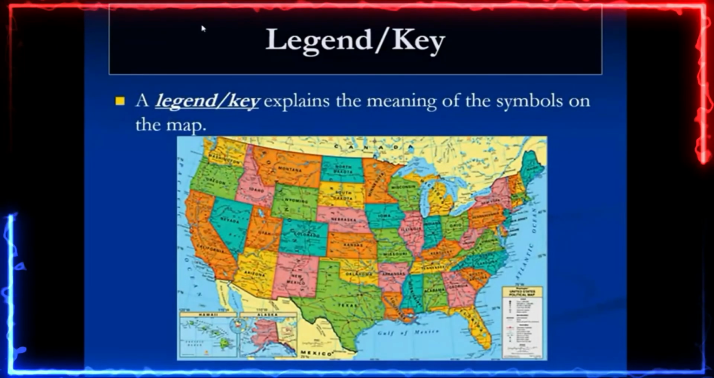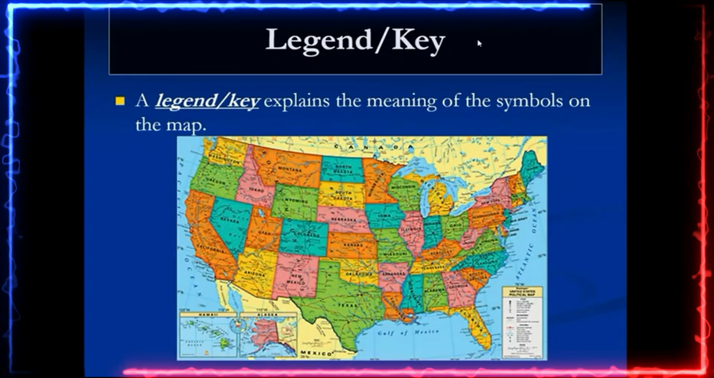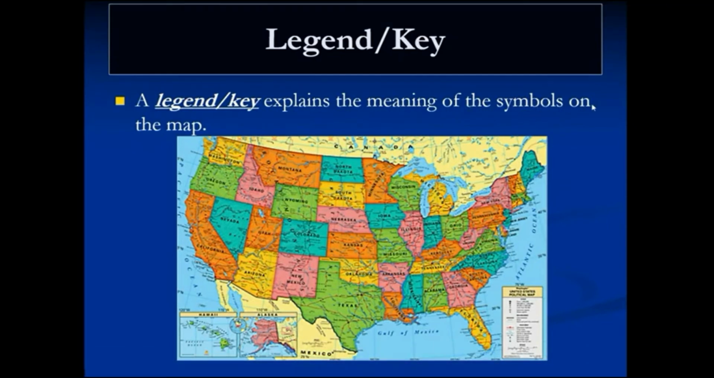The next term is legend or key. They're the same thing, two different words for exactly the same thing. And a legend or key explains the meaning of the symbols on the map. And as you can see, there are lots of symbols on the map. You can see there's the name of the states, but there's borders, there's different kinds of lines here. There's kind of a lot going on. And to figure out what all those little things mean, you would look for the legend or the key.